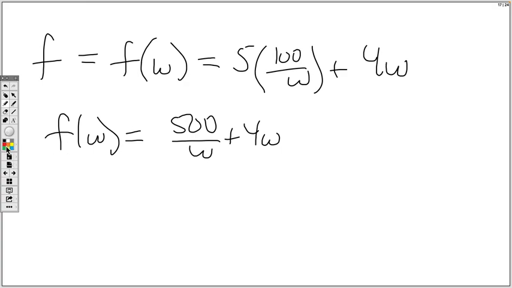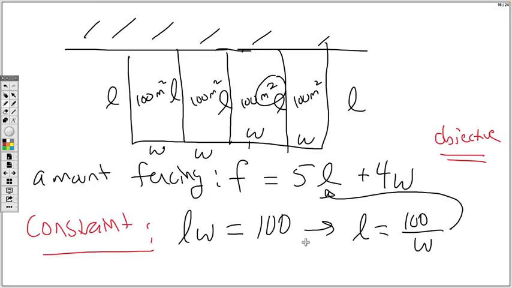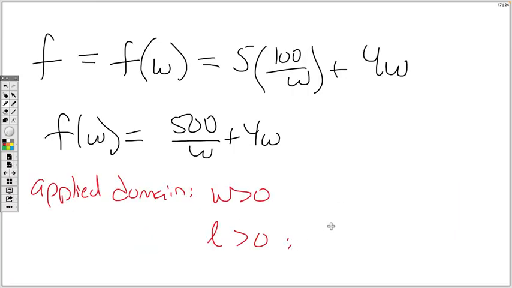Okay, now we need to look for the applied domain. So in this particular scenario, what values make sense? Well, once again, we're trying to create pens. So the width has to be what kind of number? Positive. And the length has to be what kind of number? It has to be positive. My objective function only has W's in it. Let's go back and look at what L is. L is 100 over W. Well, that really doesn't give us any new information, does it?